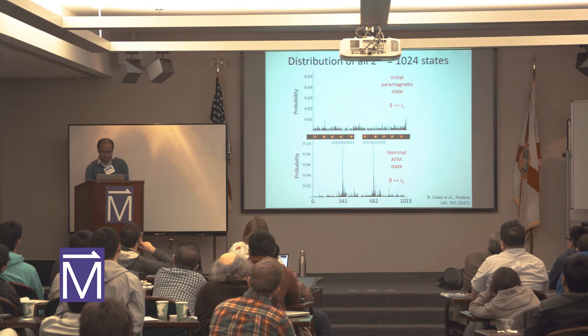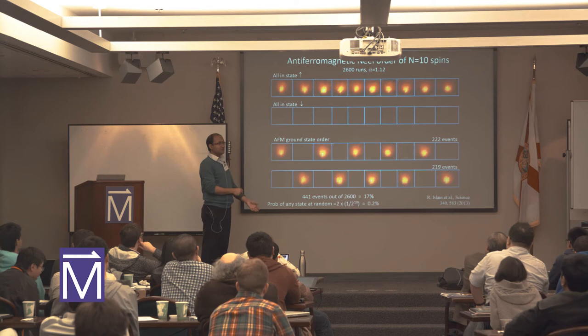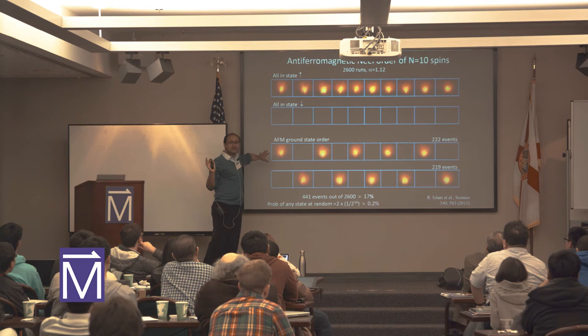In fact, we have pictures, right? Because it's the picture that we look at and tell whether a spin is up and down. So we can go back and we can say, okay, what's the picture that we got most number of times? So we see that, okay, out of 2,600 repetitions of the experiment, we had about 222 events of this picture. So this is raw picture, no processing, okay, on the camera.